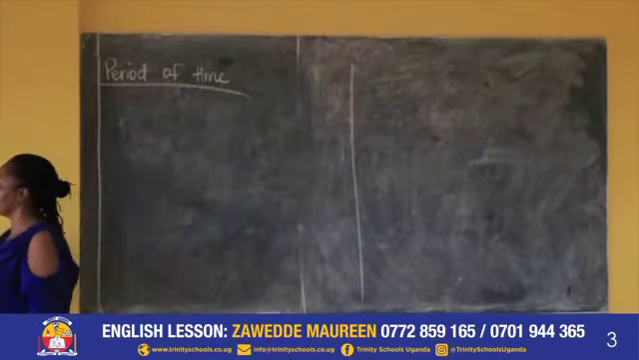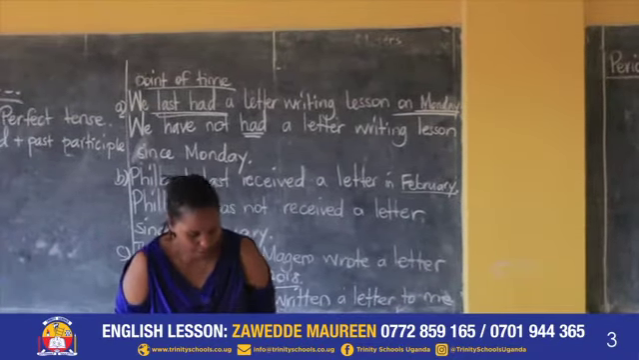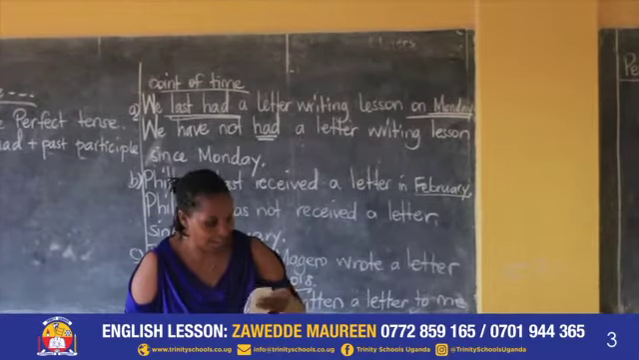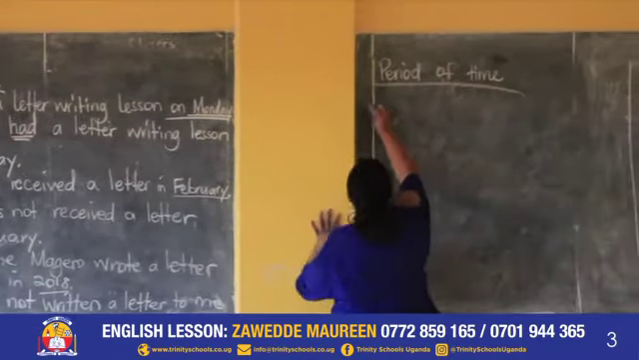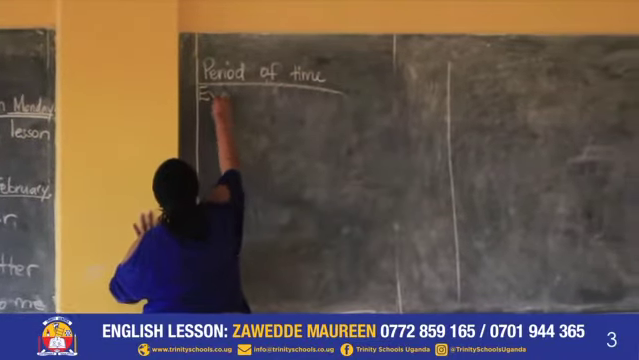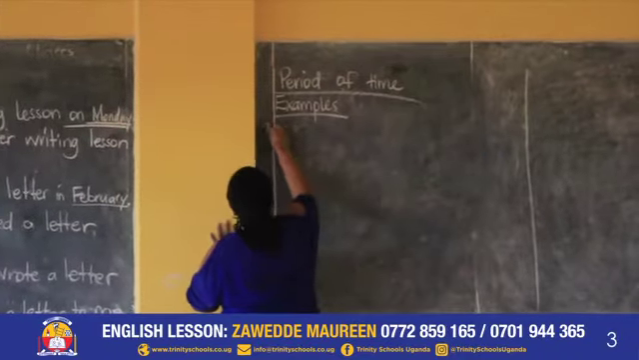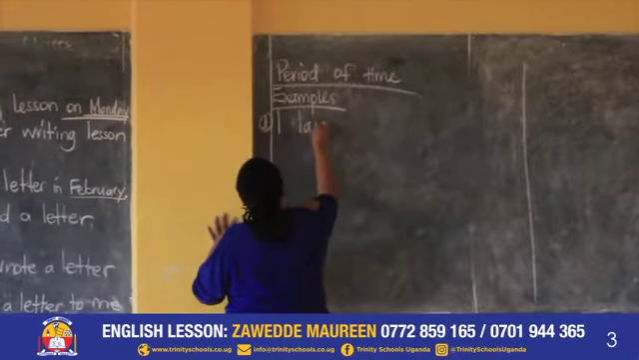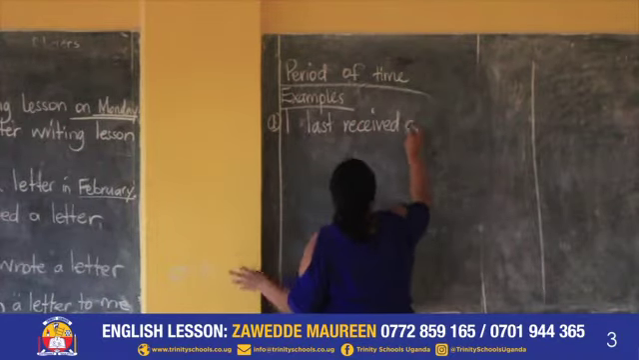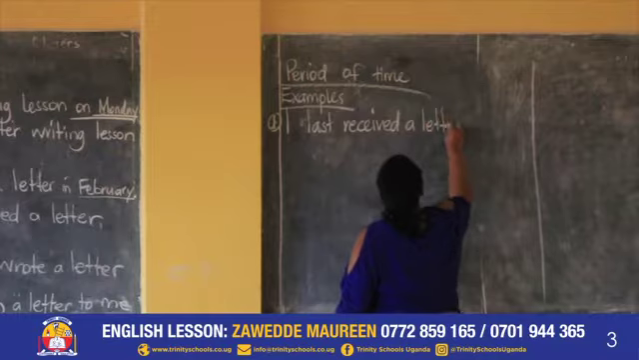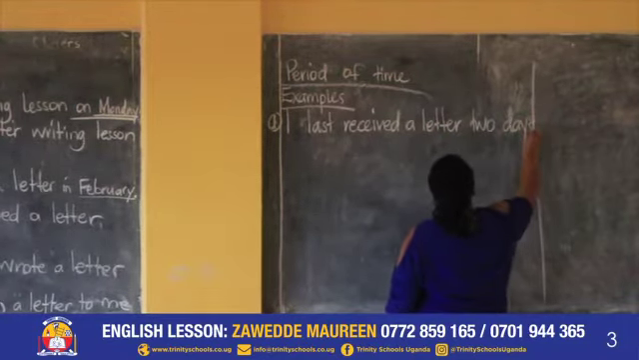I can still say that I last received the letter 2 days ago. Examples, still these are examples. Okay, I last received a letter. I last received the letter 2 days ago.